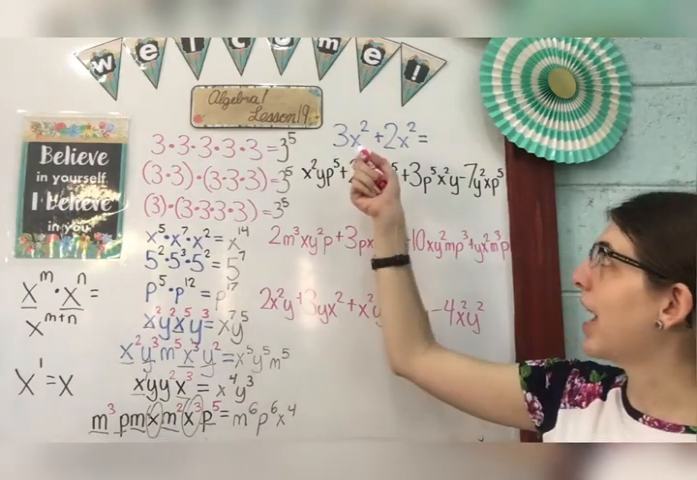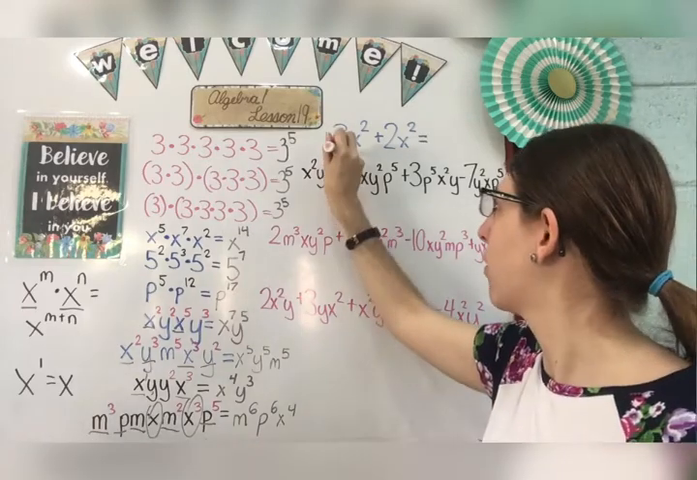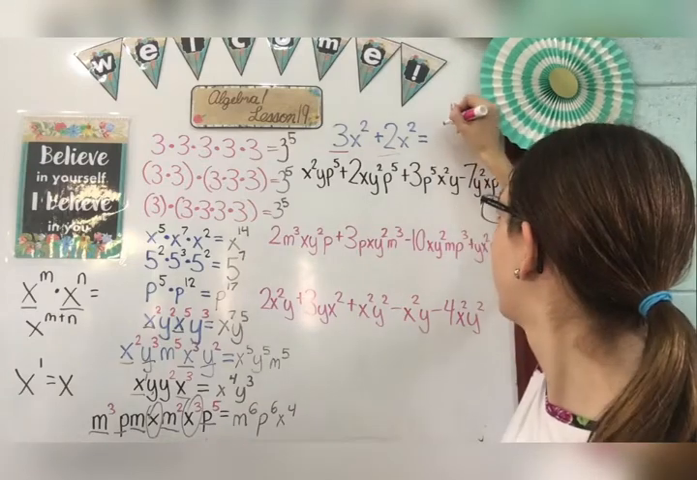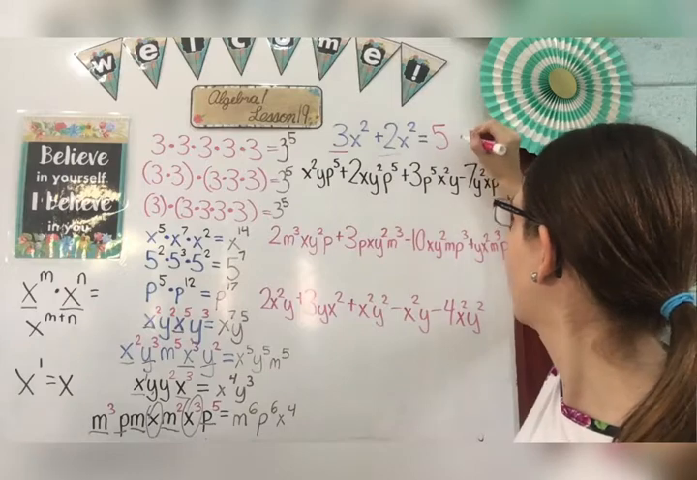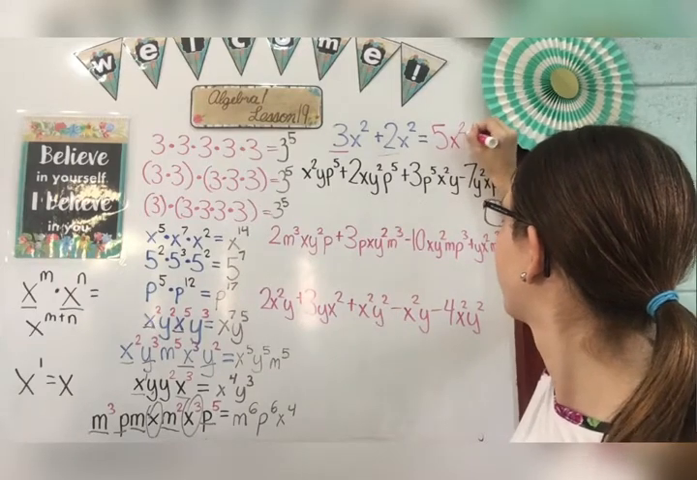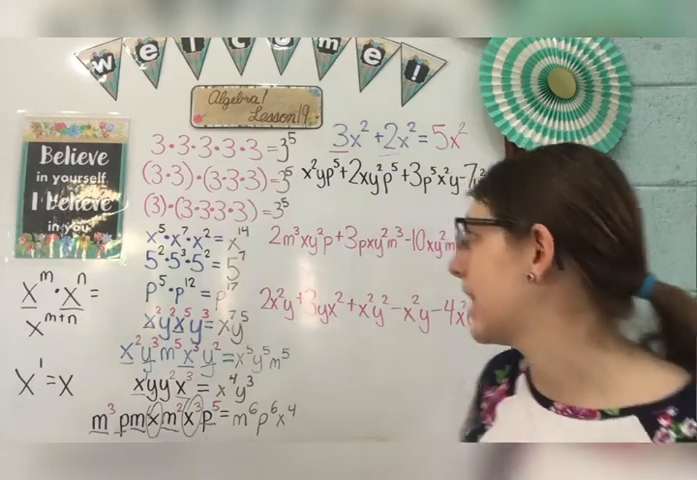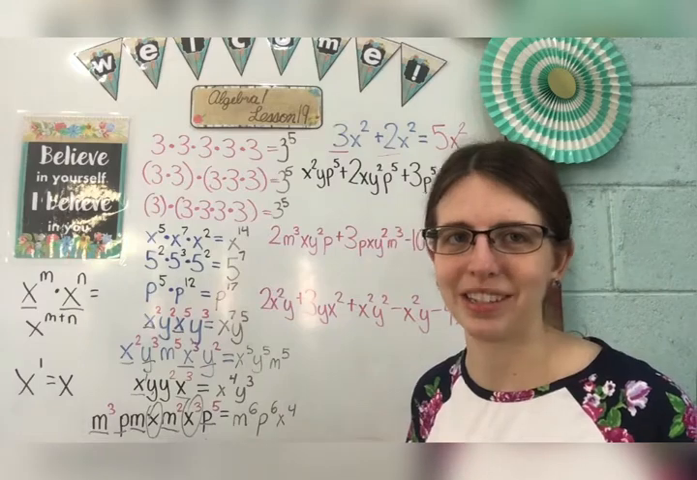So I have 3x squared plus 2x squared. The only thing I combine are my coefficients 3 and 2. 3 plus 2 is 5. My base, x squared and x squared, that stays the same. So I have 5x squared. It would not be 5x to the fourth. We don't combine the exponents.